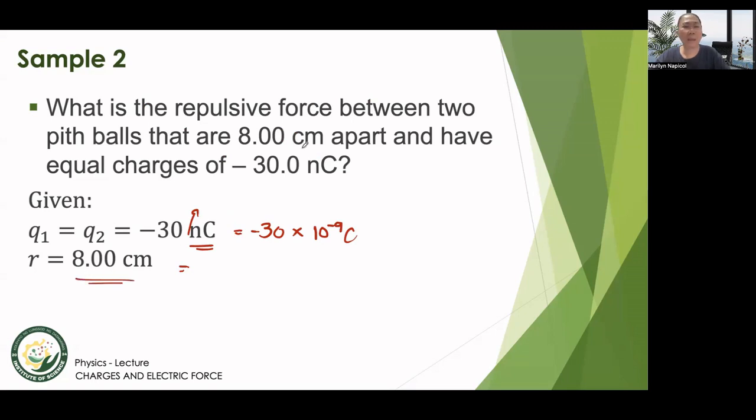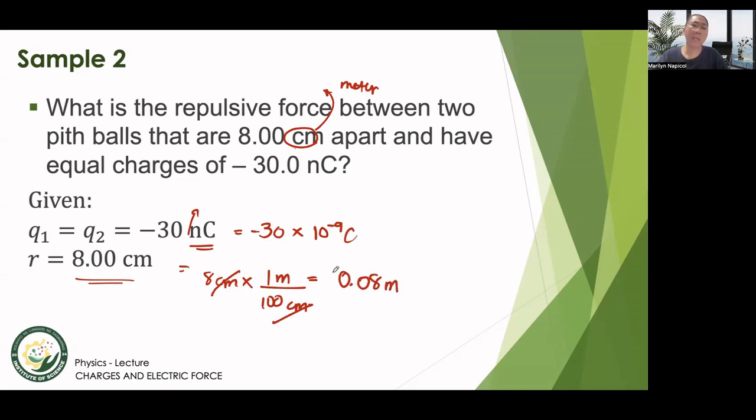And then ito naman, yung 8 centimeters. Remember, kailangan po natin na unit ay meter. So itong centimeter, kailangan natin siyang gawing meter. Okay? So we need to convert this. So converting this one, we have 8 cm. We know that for 1 meter, we have 100 cm. So makakancel itong cm dito. So now you have 8 divided by 100. This one will give you 0.08 meter.